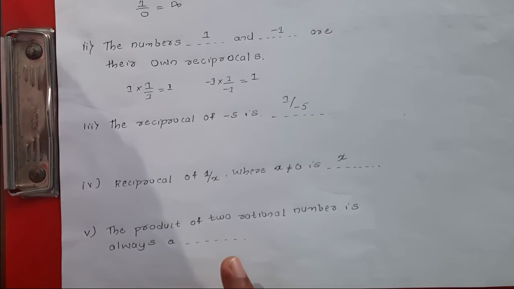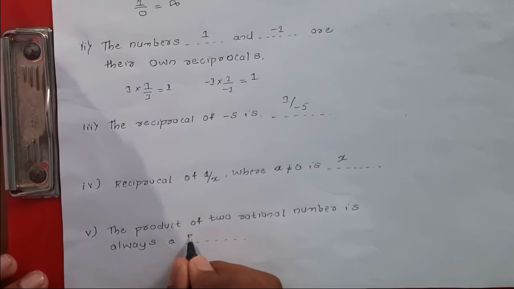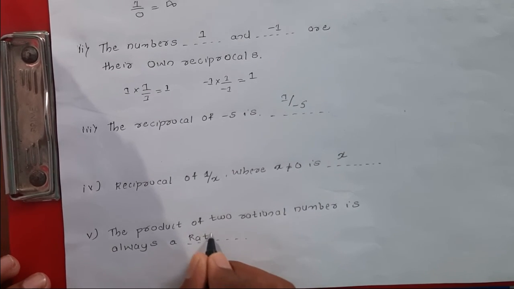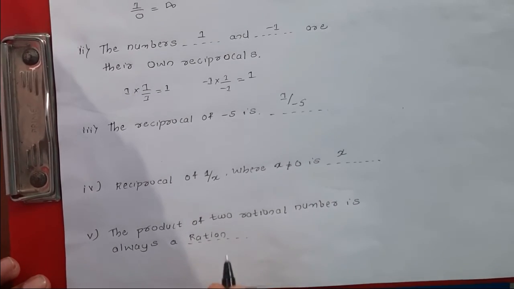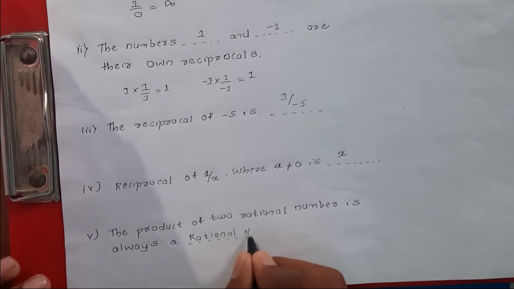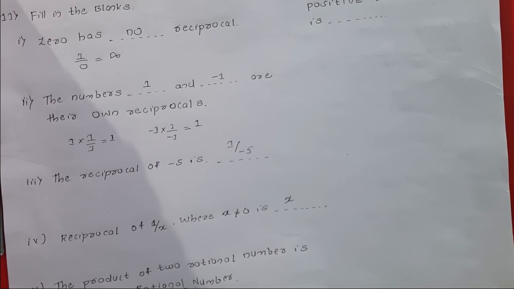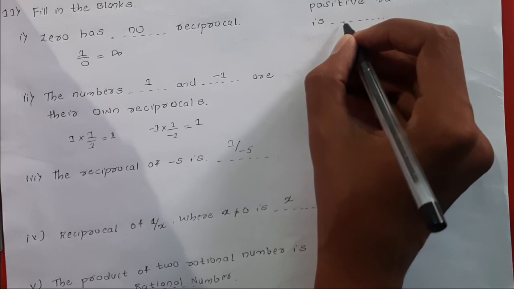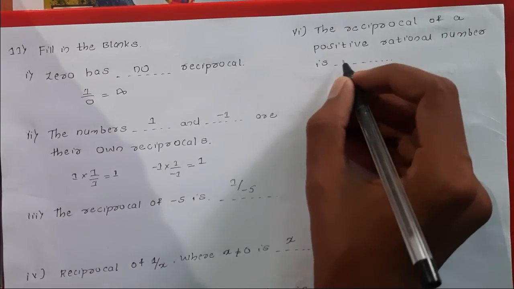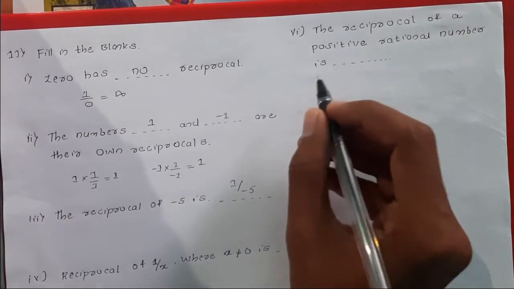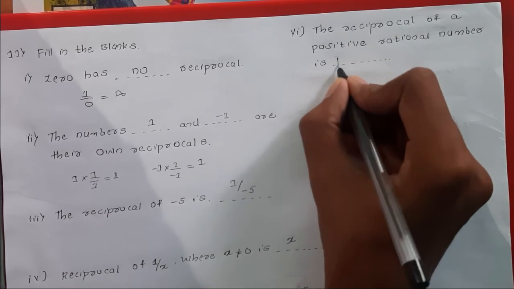The product of two rational numbers is always a rational number. The reciprocal of a positive rational number is a positive rational number.